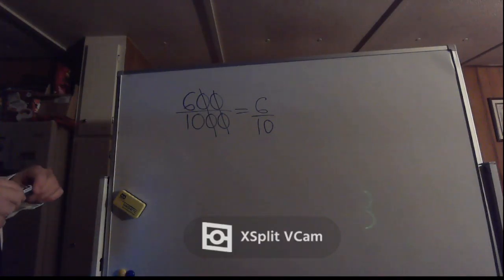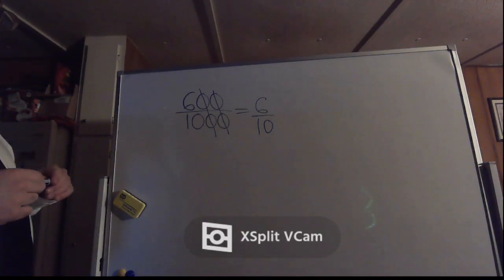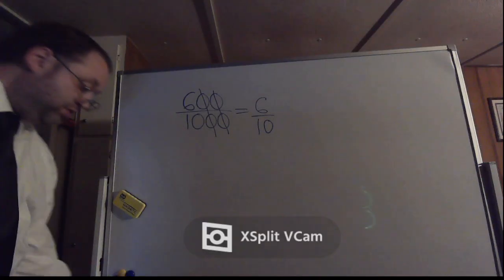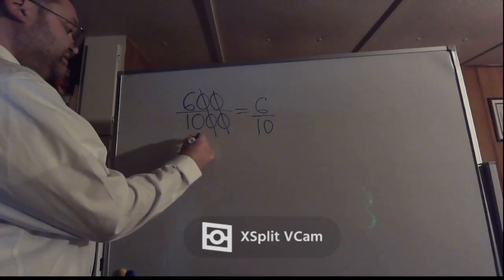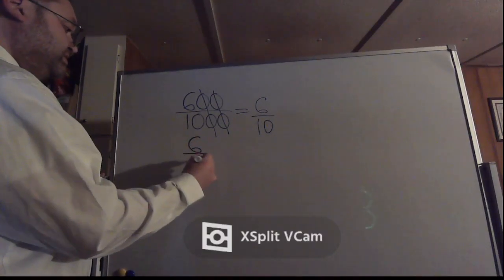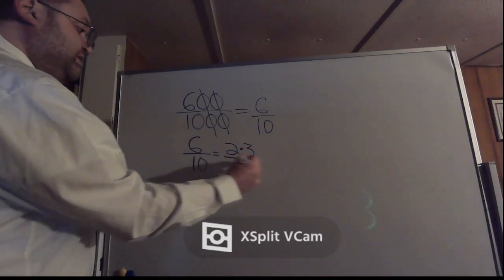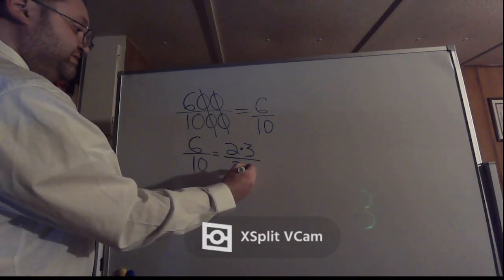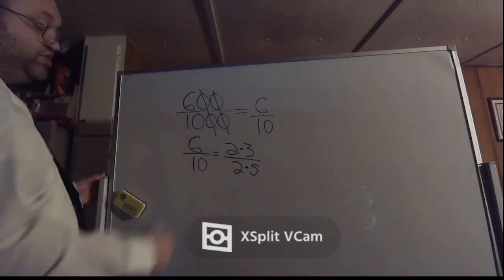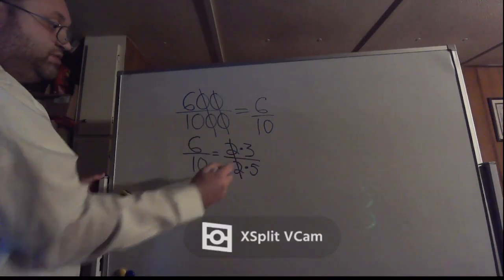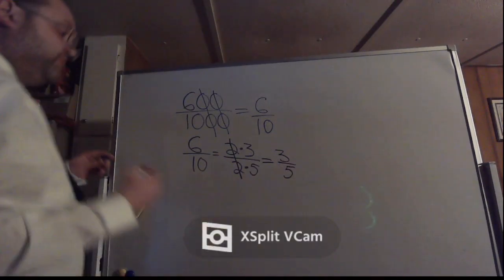We're left with 6/10. Well, unfortunately, 6 doesn't factor into 10, so it's not going to be such a cut and dry one. However, they both have a common 2, don't they? 2 times 3 is 6, over 2 times 5 is 10. Now we have a common 2 in each of the numerator and denominator. We can cancel both of those out. You are left with 3/5, and that would be your final answer.